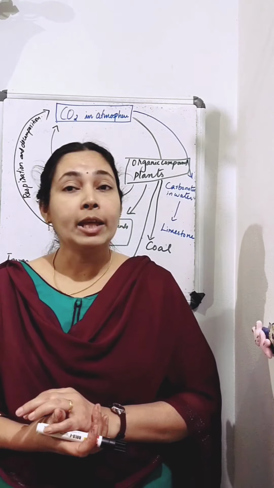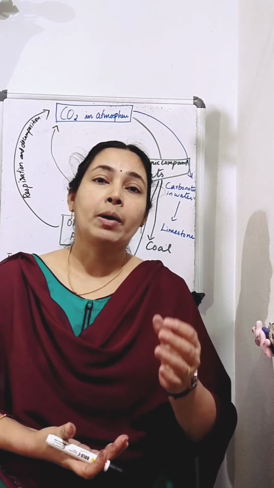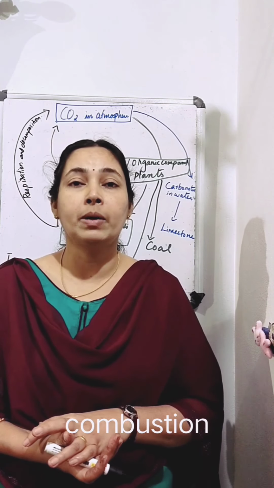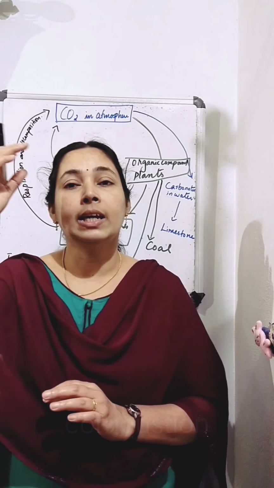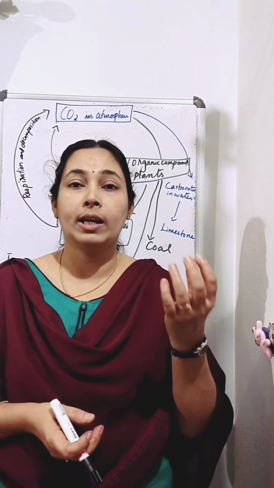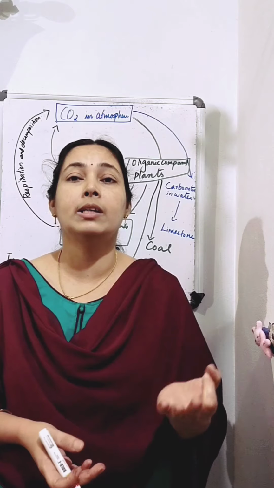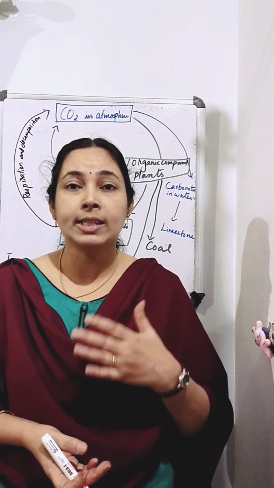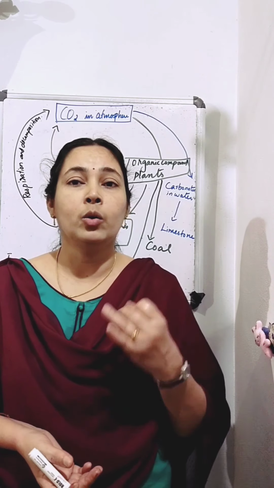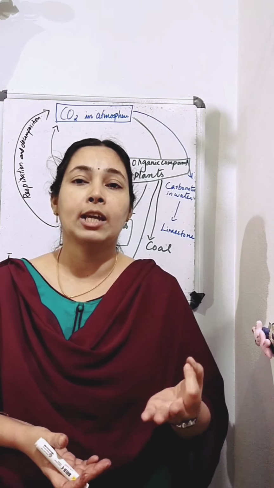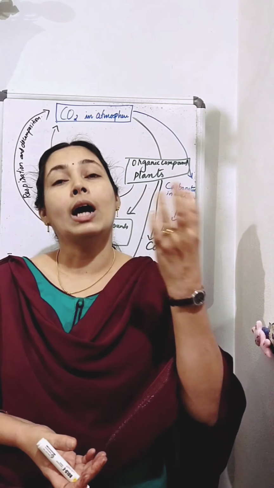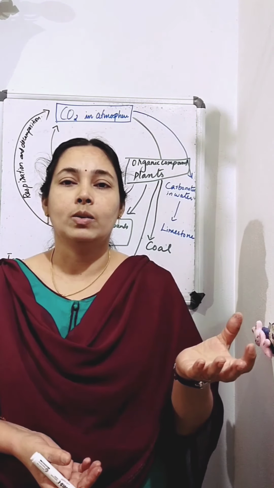Then another process that releases carbon dioxide to the atmosphere is combustion, burning. When things are burnt, carbon dioxide is released. That is when fossil fuels like petroleum and coal are burned to produce energy. They are burned to provide energy for various needs like heating, cooking, transportation and industrial processes. And during this process, what is given out? Carbon dioxide is released also.